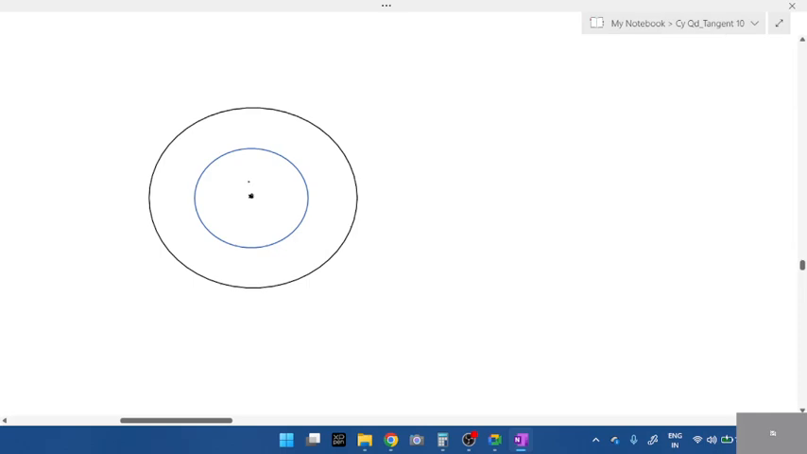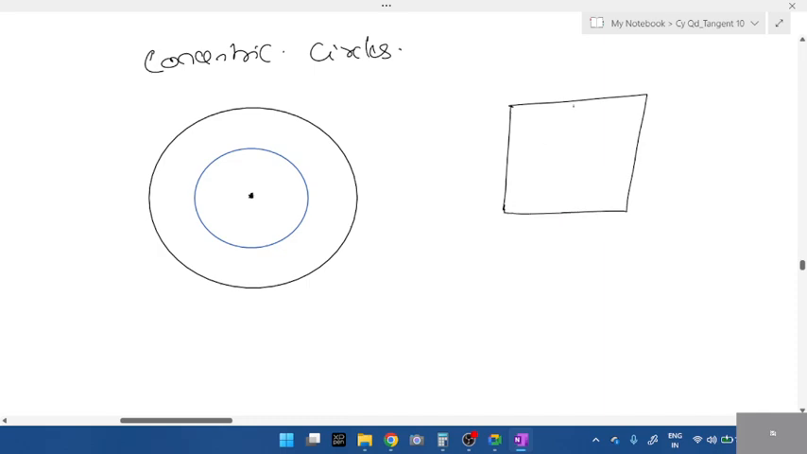I'll tell you what kind of questions you'll get. They haven't given any question, but I'll give you a few related questions based on this. This is known as a concentric circle. You'll get questions like this, or you'll have a quadrilateral with a circle inside. This is known as an in circle. This is the only difference.